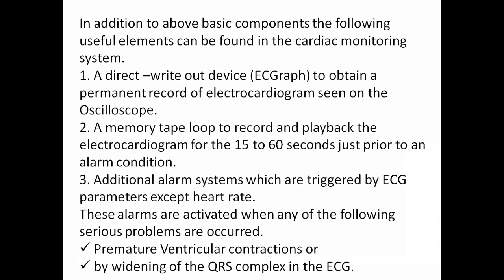When such problems or measurements are detected, they will be connected to additional alarms, and from those additional alarms the nurses and observers will be alerted, and accordingly they will give the medication. So like this, additional alarm systems will be there for ECG parameters except heart rate. In the previous slides we saw that the heart rate meter is connected to an alarm system, and that alarm system gives the alarms for the heart rate.